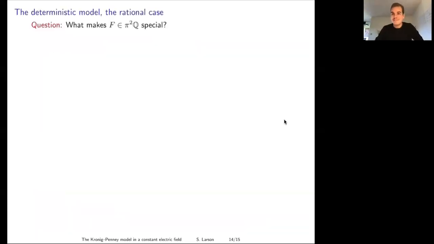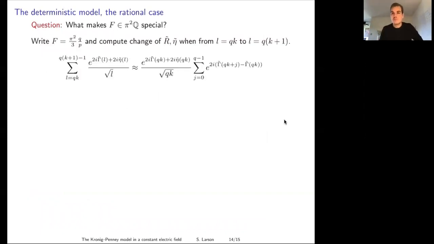So what is special with F, a rational multiple of pi squared? Well, from the equations on the previous slide, we need to understand sums of this form, perhaps with stronger decay, perhaps with a 4 here instead of 2, but similar exponential sums as we had before. And we want to coarse grain this equation again. This time we coarse grain on a scale 1 relative to L by looking at how R tilde and eta tilde change when L goes from Q times K to Q times K plus 1, where Q is this integer in the representation of F.